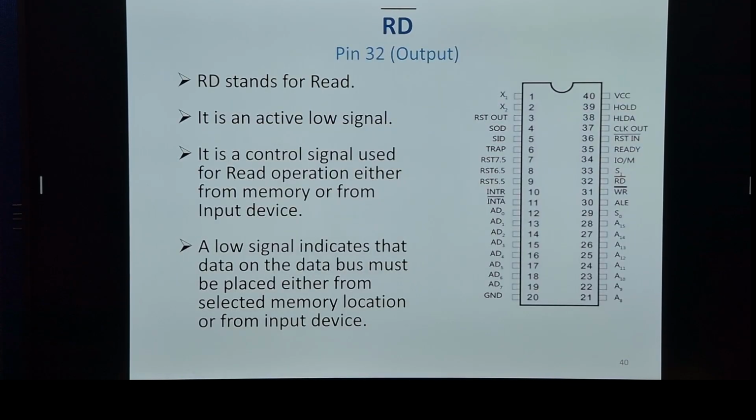Then is pin number 32. Pin number 32 is RD complement. RD means read, and if we are providing a complement here, it means an active low signal. So whenever we have to perform the read operation, we have to provide an active low signal. That is, you have to provide 0 for performing the reading operation.